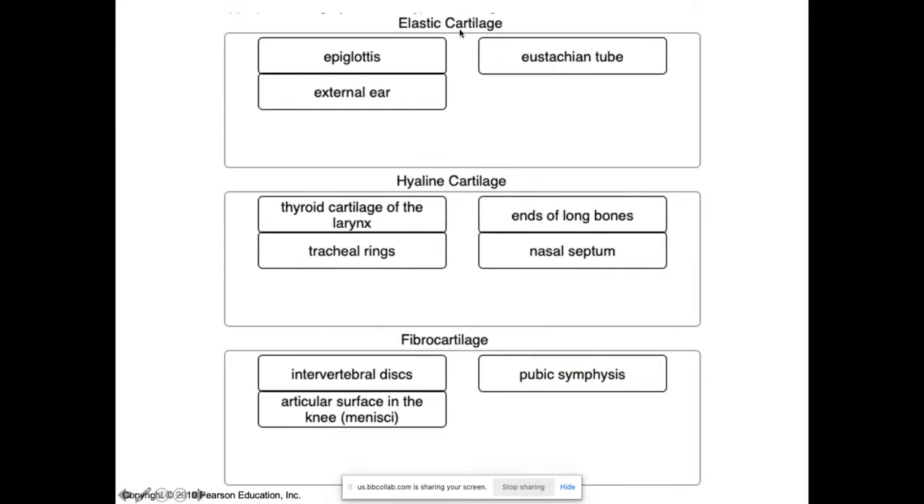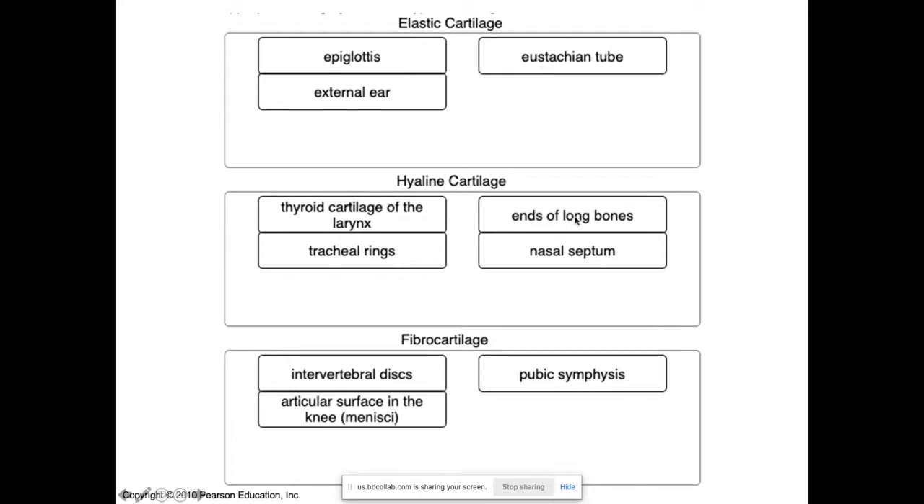So give me some examples of elastic. Well, in the throat, you have the epiglottis that's very flexible. That closes off the windpipe so food gets diverted down your esophagus. How about the pinna of the ear, or the external ear, and the eustachian tube? These are all flexible. They can be squished and rebound back to their normal shape.